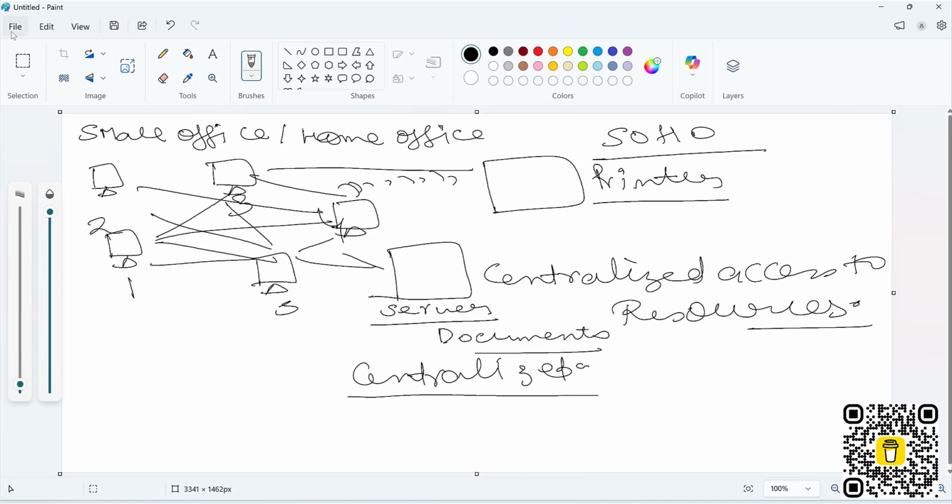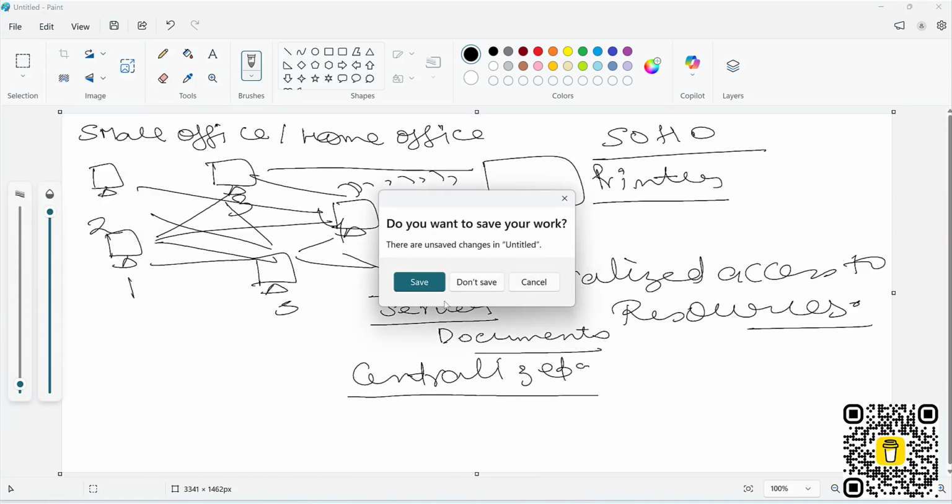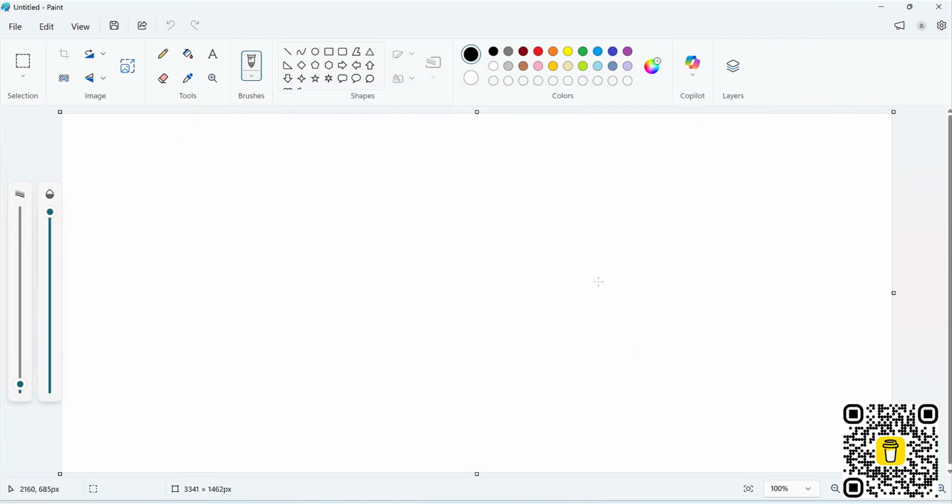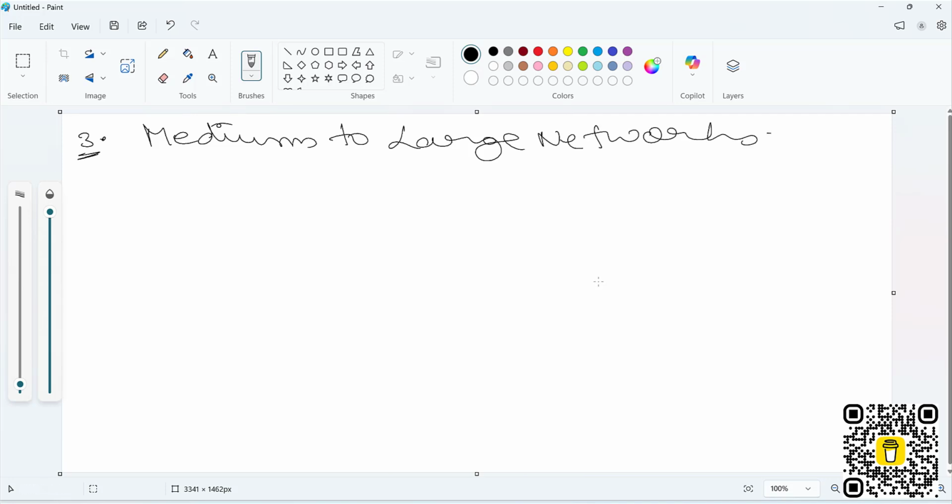The third type of local network which I'm going to discuss, the third category which falls under the local network, is something called a medium to large network. So what is a medium to large network? Generally, these medium to large networks are used by corporations or schools, depending on the number of people who are going to access or connect to the network.